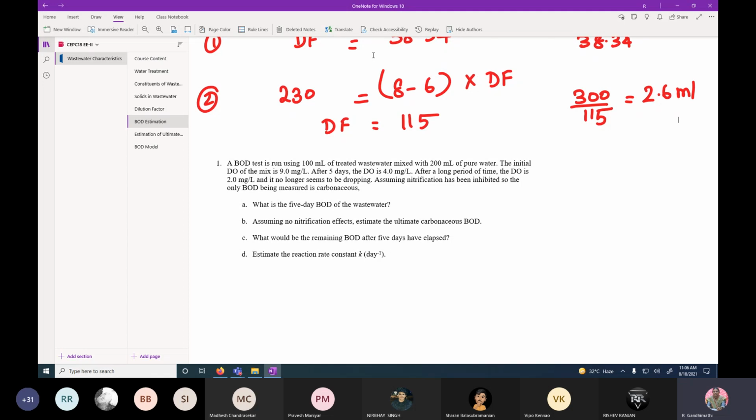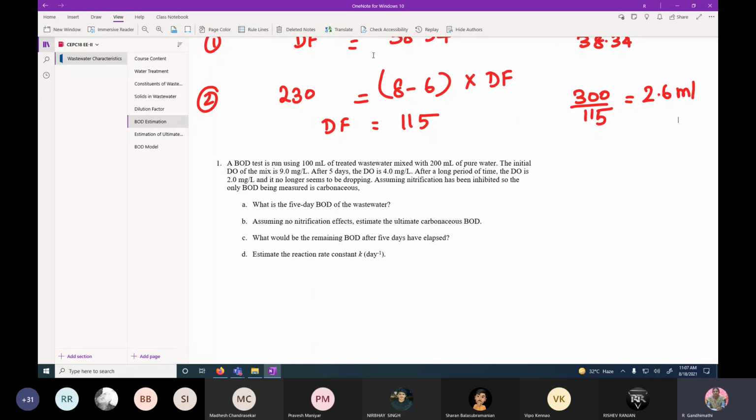Then the second question, assuming no nitrification effects, estimate the ultimate carbonaceous BOD. Then third one, what would be the remaining BOD after 5 days have elapsed? And finally, estimate the reaction rate constant. BOD5 means generally with 20 degree temperature. Therefore, this K1 value corresponds to 20 degree temperature. Okay.